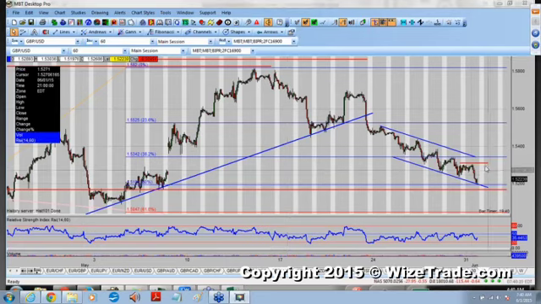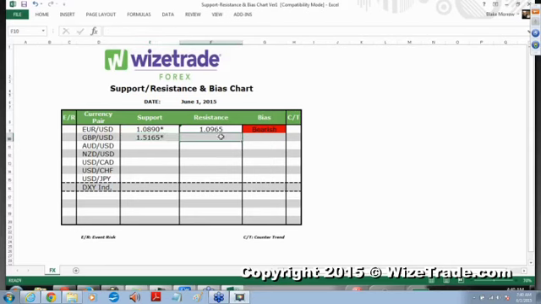Now resistance would be 153. We're at 152.25. So to take that downside pressure off the cable, at least 153 is going to have to be taken out.